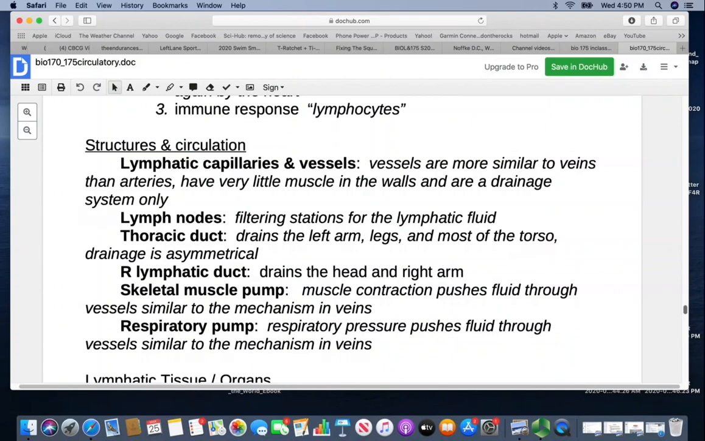It does not drain symmetrically. The thoracic duct is going to drain the left arm, the legs, and most of the torso, where the right lymphatic duct is going to drain the head and the right arm.